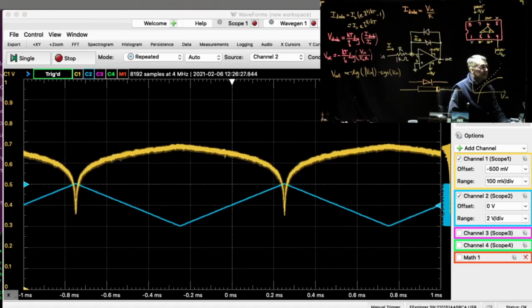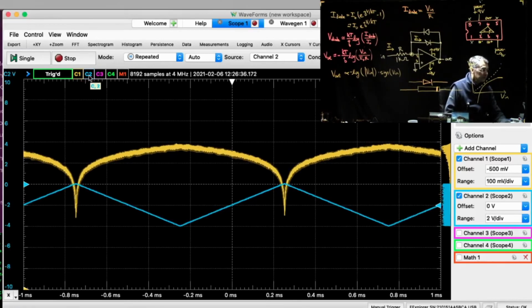Then let's see, we can look at the voltage. So there are different voltage scales for channel 1 and channel 2. The input waveform from the waveform generator is a triangle wave going back and forth between minus 4 volts and 0. So there's minus 4, 0, minus 4. Okay, so here's 0, minus 4, 0, minus 4.